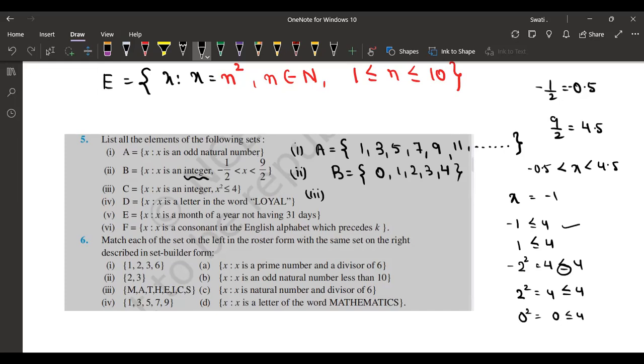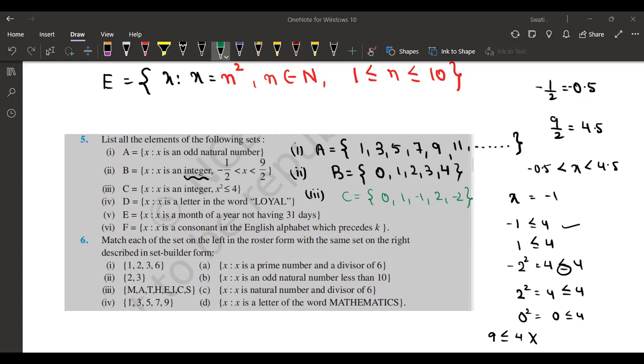Even after this, if you check any other number, there is no such number that will satisfy this condition. For example, if I take negative 3, what is negative 3 square? It's 9. Is 9 less than or equal to 4? No, that is not correct. Therefore, the only possible answers are 0, negative 1, positive 1, negative 2, positive 2. So the answer is 0, comma, plus 1, minus 1, plus 2, minus 2. This is the answer for C.